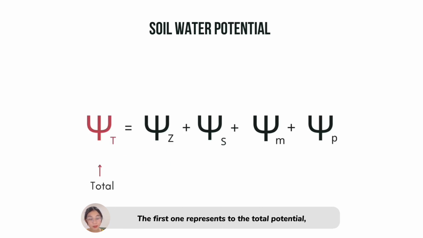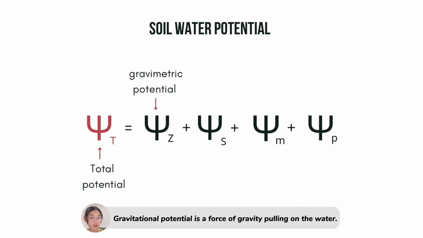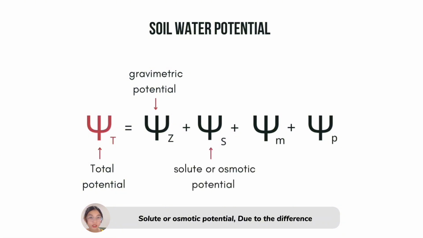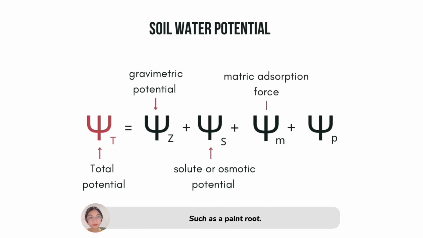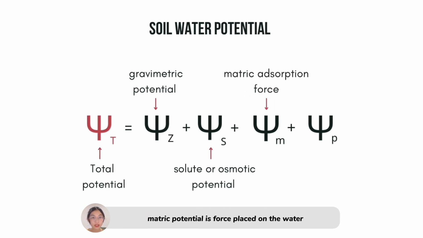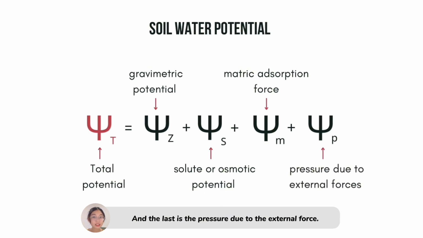The first one represents the total potential. Gravimetric potential is the force of gravity pulling on the water. Osmotic potential is due to the difference in salt concentration across a semi-permeable membrane such as the plant root. Matric potential is the force pressed on the water by the soil matrix to the soil water. We can call it the tension. And the last one is the pressure due to an external force.